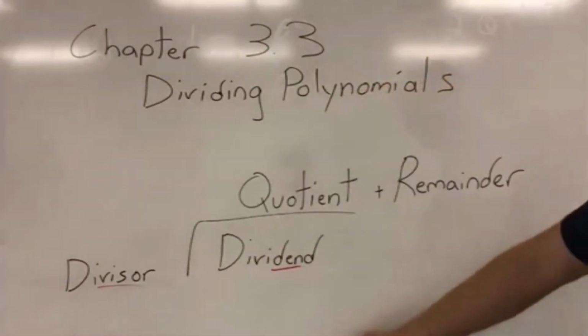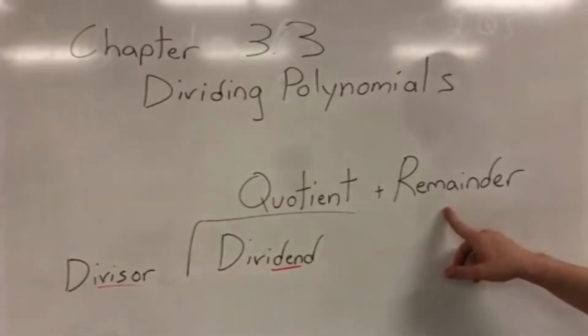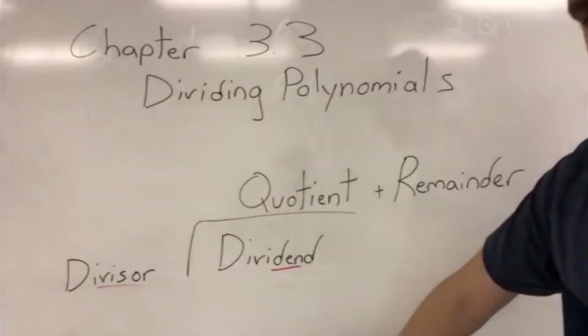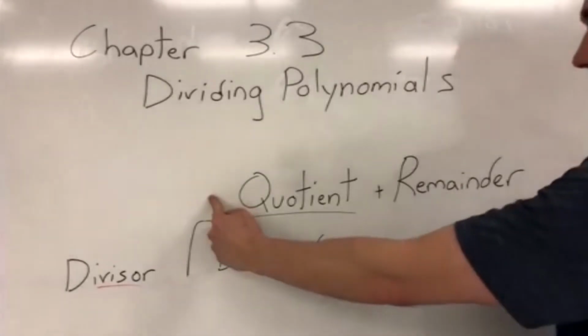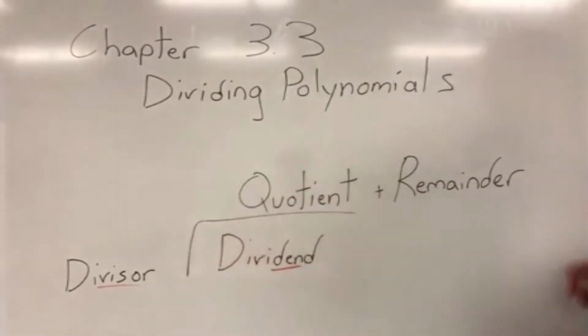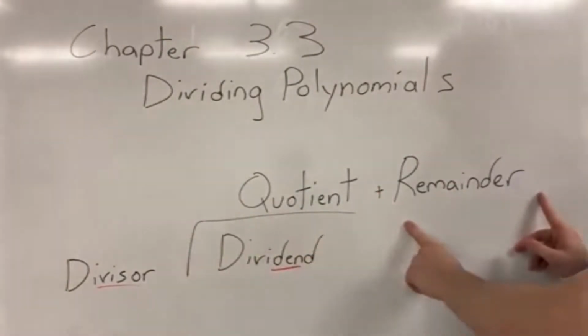Now, if you happen to get a 0 down here, once you do your long division, then you have no remainder. But if you get something down here other than 0, then you will have a remainder. So the total answer will be the quotient plus the remainder. But if you just ask for the quotient, then all you need is here. You can disregard the remainder.